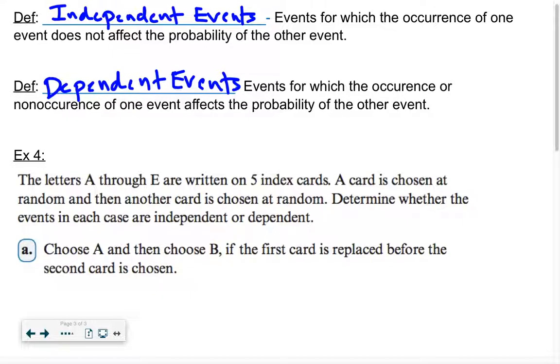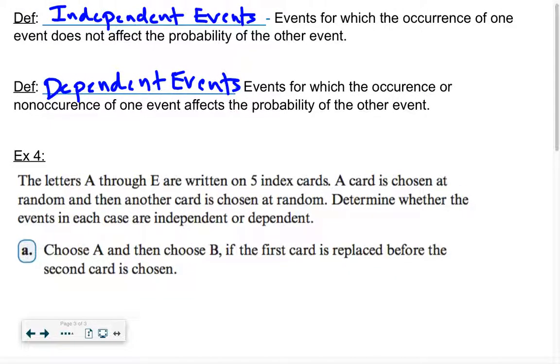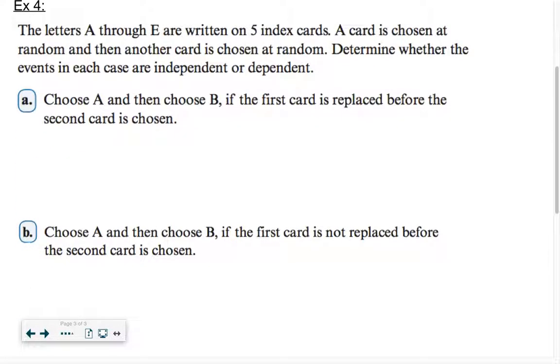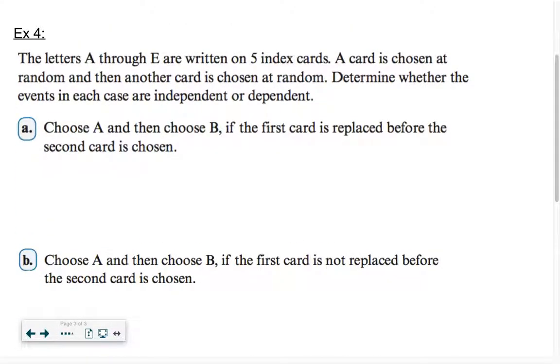And then that's just the opposite for dependent events. With dependent events, it's really going to depend on what we get for the first event, and that'll dictate our possibilities for the second event. And we'll see that here in example number 4. We have the letters A through E written on 5 index cards, so 1 letter for each index card. A card is going to be chosen at random, and then another card is going to be chosen. Determine whether the events in each case are independent or dependent.